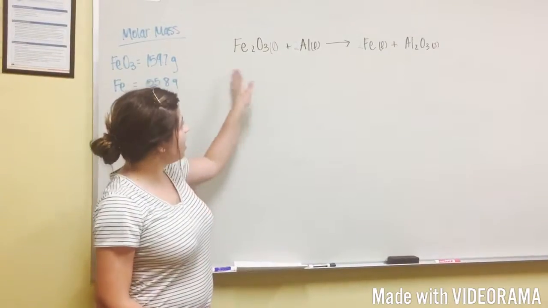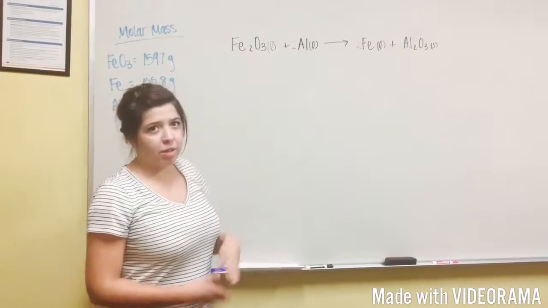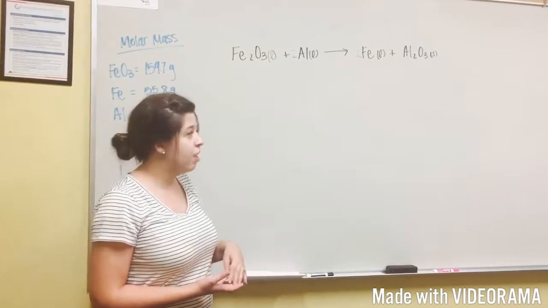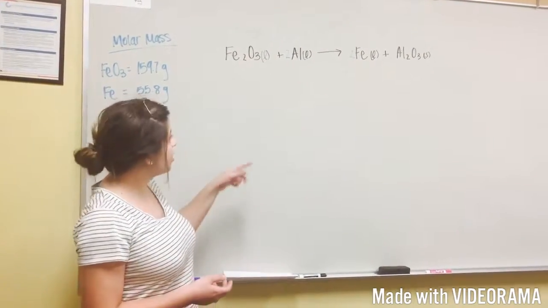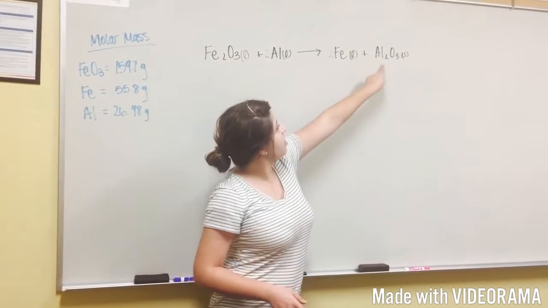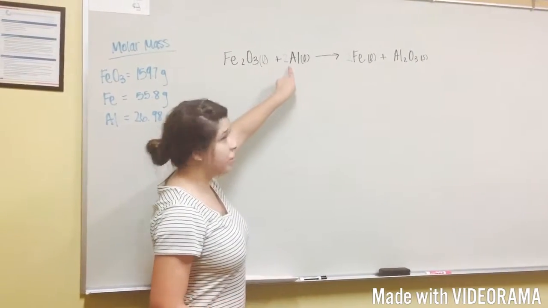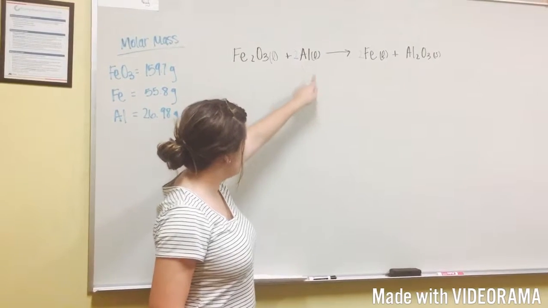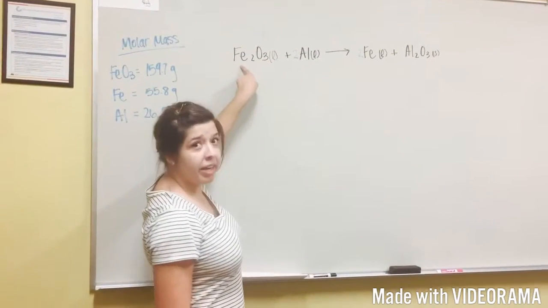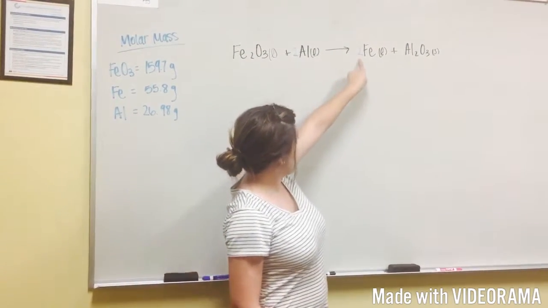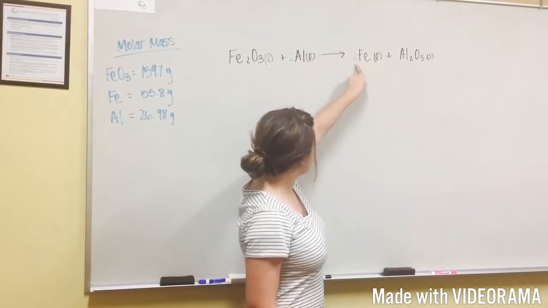And we're going to teach you how to do a limiting reagent problem. Okay, so we have this problem here, this reaction, where we want to know what the limiting reagent is. So first we need to balance it. We see that we have two Als here, so we'll add a 2 there for this Al on this side. And then we see that we have 2 irons here, and that's why we added a 2 here for this iron.